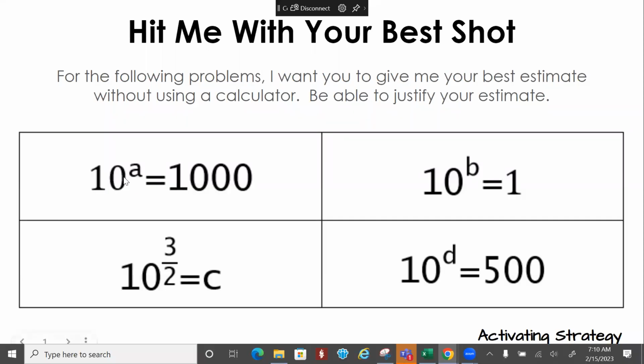So what would be this first one? A equals what? 100? Remember, we're raising it to that power, right? We're not multiplying. We're doing 10 times what would give us 1,000. 10 times 10 times 10. Look at how many zeros we got, right? So this would be A equals 3.